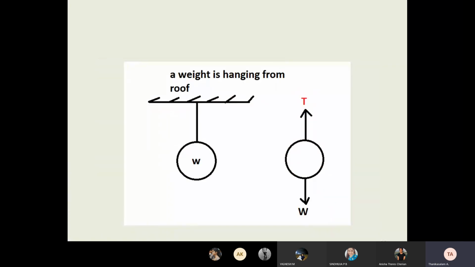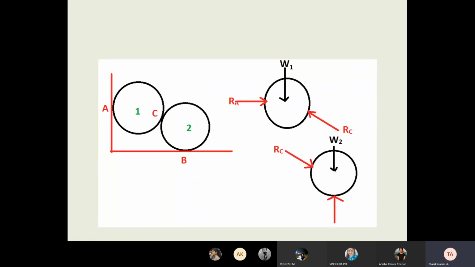Similarly, for tension, when you take out the ball, see, the ball is hanging. I take out the ball separately. So the ball's weight is downward, therefore the tension in the rope is upward. So when the rope is there, you have to say tension. Whenever a rope is there, you have to write tension. When a body is touching, only reaction, RA, RB, RC here.